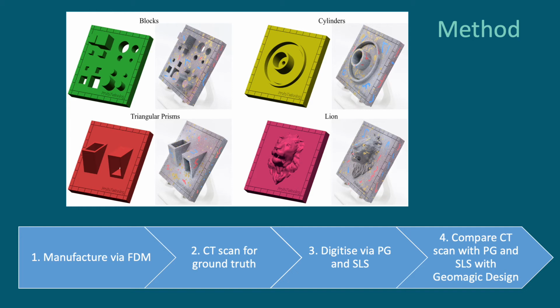The full method involved the manufacture of each of these test artifacts via filament deposition modelling on an Ultimaker 3 3D printer. Each artifact was then scanned by a CT scanner in order to generate a master model or ground truth for its as-made geometry. These artifacts were then subsequently digitised via both photogrammetry and structured light scanning, and these were compared with the CT scans in order to determine the accuracy of each digitisation method. This comparison was carried out using Geomagic design software.